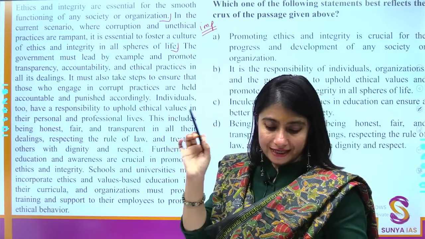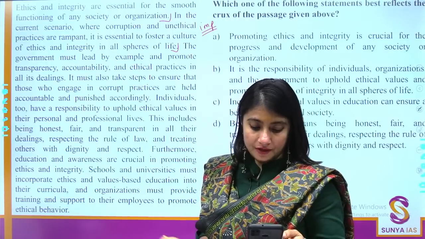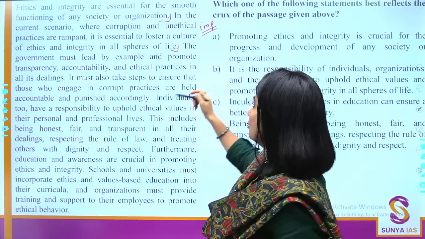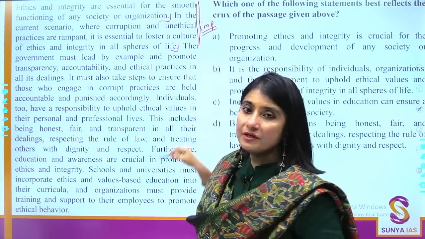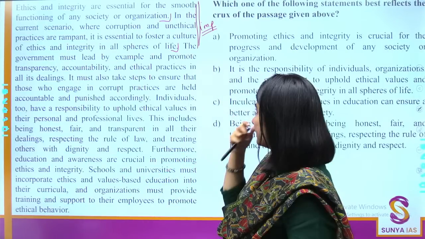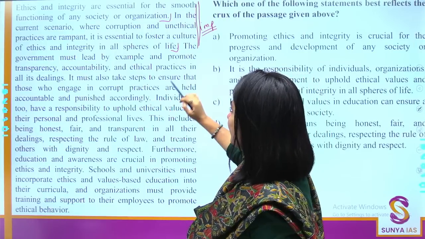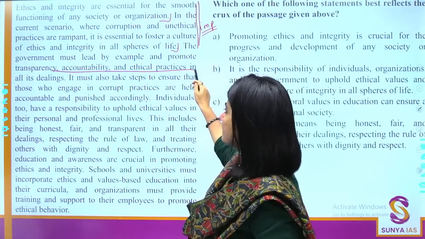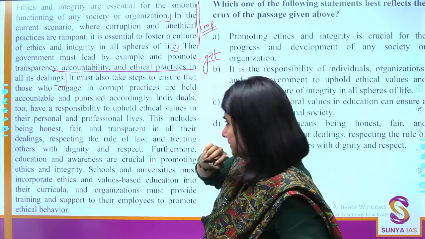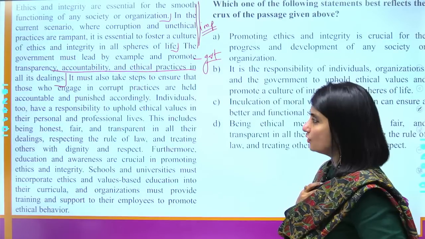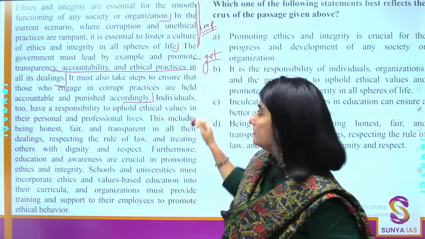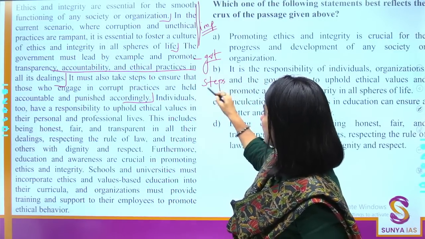Once you do enough practice, what will happen? You will be able to understand the components of every passage, and the central idea will become very easy for all of you. The government must lead by example and promote transparency, accountability, and ethical practices in all its dealings. So now we're talking about the government. It must also take steps to ensure that those who engage in corrupt practices are held accountable and punished accordingly. So talking about the steps government should take.